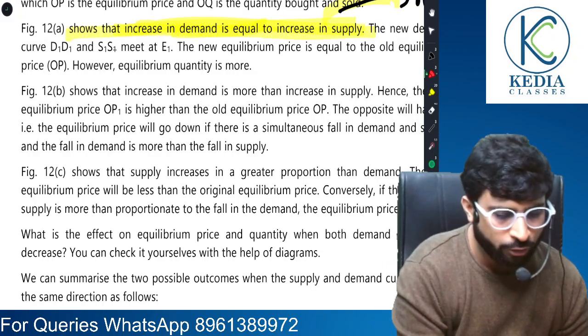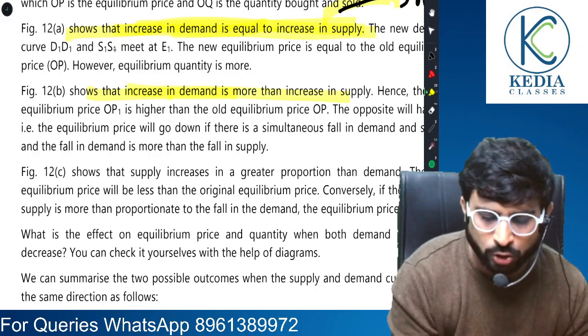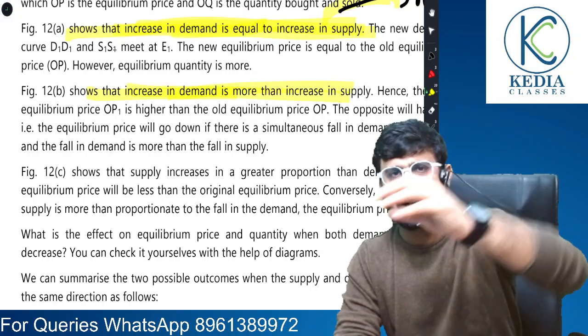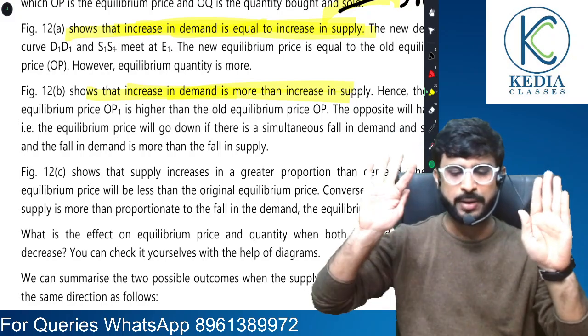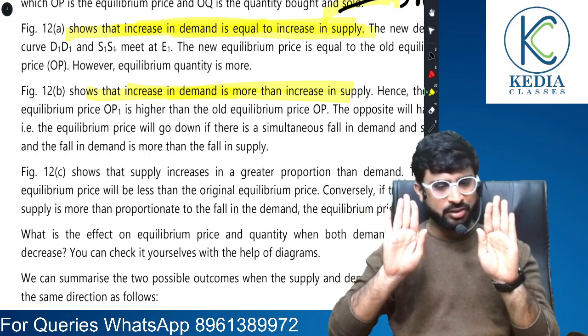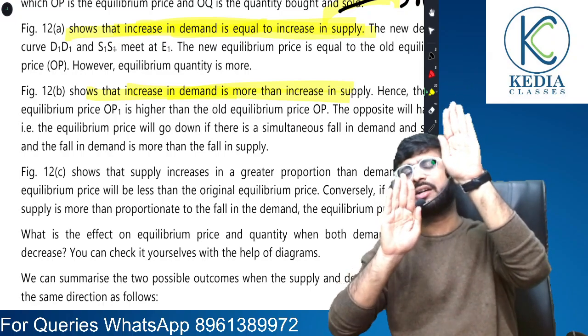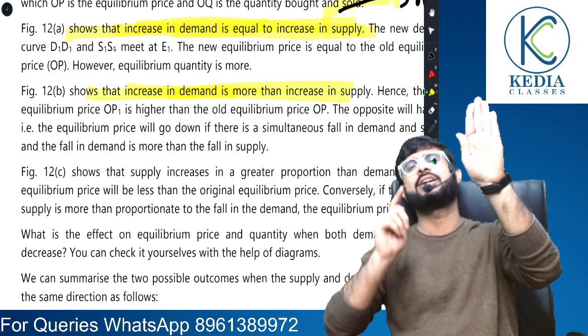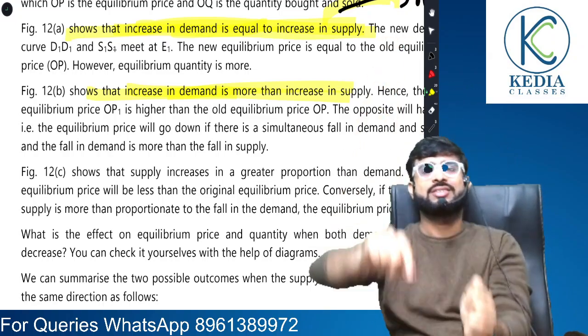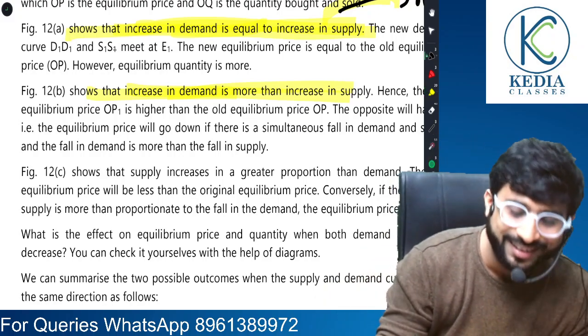Next, figure 12b shows increase in demand is more than increase in supply. Without seeing the diagram, I will tell you. Demand, supply. Increase in demand is more than increase in supply. So demand has increased, but supply has increased little. Demand is ahead. There is excess demand. Whenever there is excess demand, equilibrium prices rise.